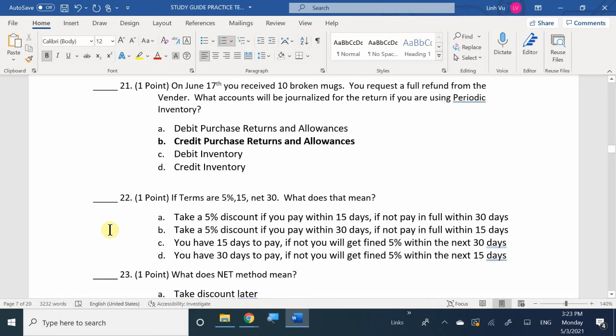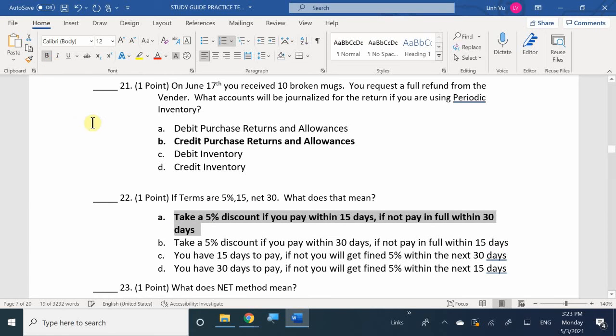Yes. Okay. All right, so then question number 22 says terms are 5/15, net 30. What does that mean? A, take a 5% discount if you pay within 15 days. If not, pay in full within 30. That is correct, right? Okay, you're not going to get fined, right? This is an incentive, not to force your customers to pay anything.